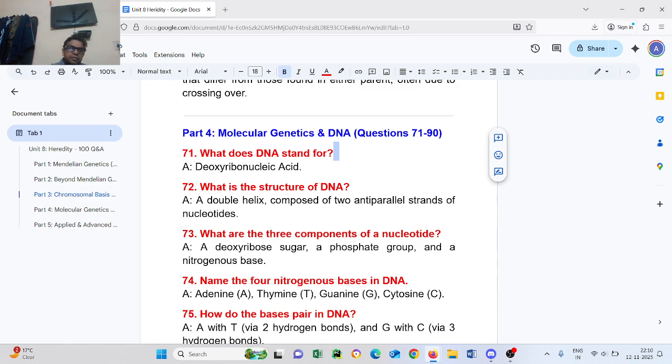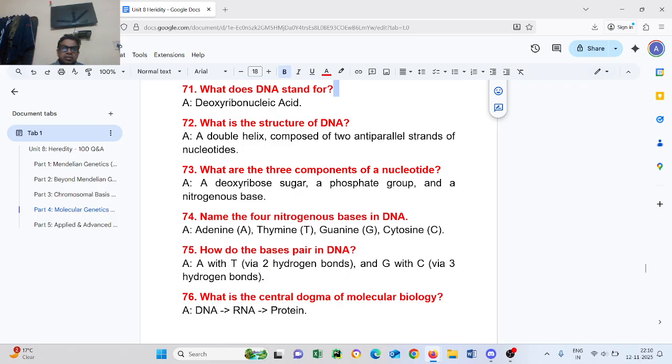Question number 75. How do the bases pair in DNA? A with T via two hydrogen bonds and G with C via three hydrogen bonds.